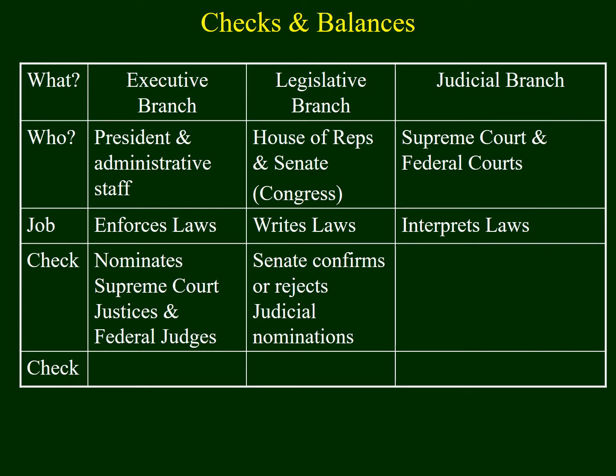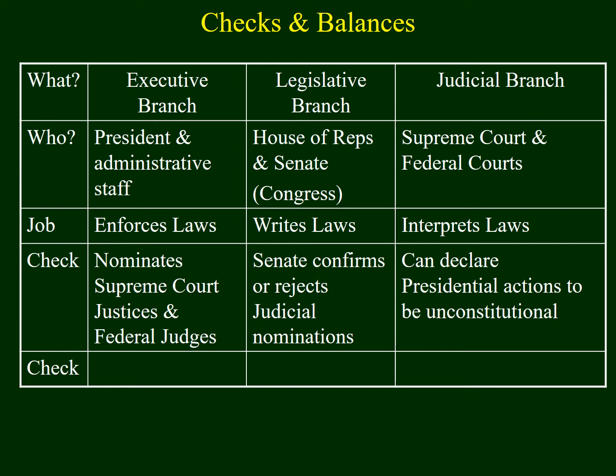While the president has the authority to nominate people to fill vacancies, the legislative branch, in the form of the Senate, checks not only the president, but the judiciary, because the Senate has the power to either confirm or reject each of those judicial nominations. The judicial branch also has the authority to check the actions of the president. This is because the judiciary can declare presidential actions to be unconstitutional.